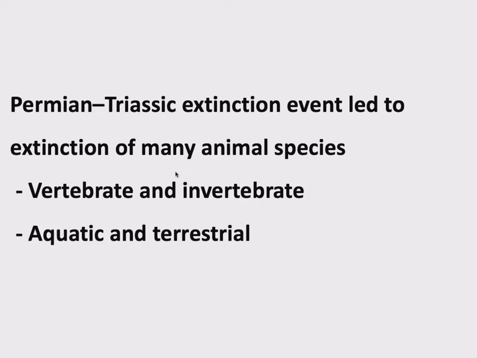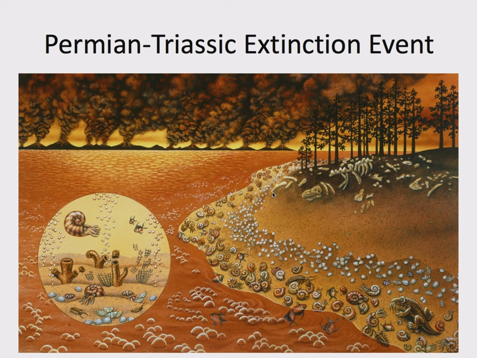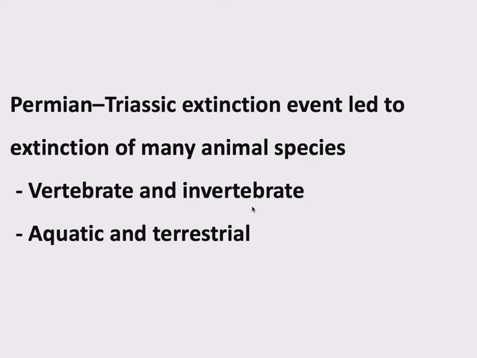We're talking 81% of marine species and 70% of terrestrial vertebrate species. So that's a huge loss of all sorts of groups, including insects, which are pretty robust throughout the planet's history. But this is sometimes called the Great Dying, because yes, this was a huge extinction event. Vertebrate and invertebrate, aquatic and terrestrial, just, man, a lot of stuff wiped out.